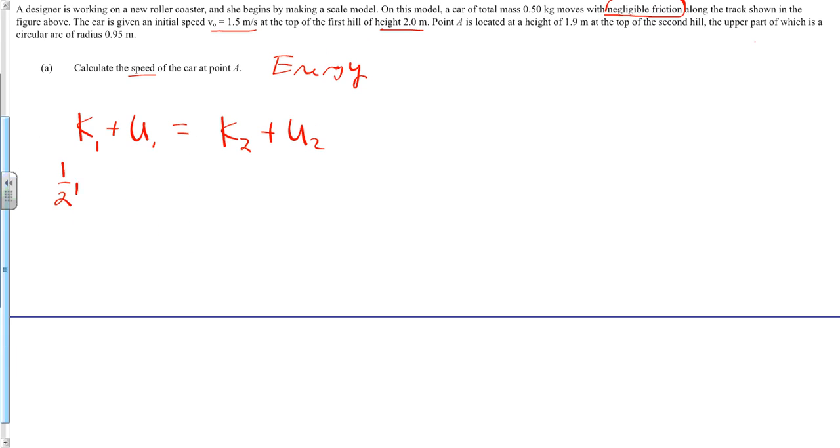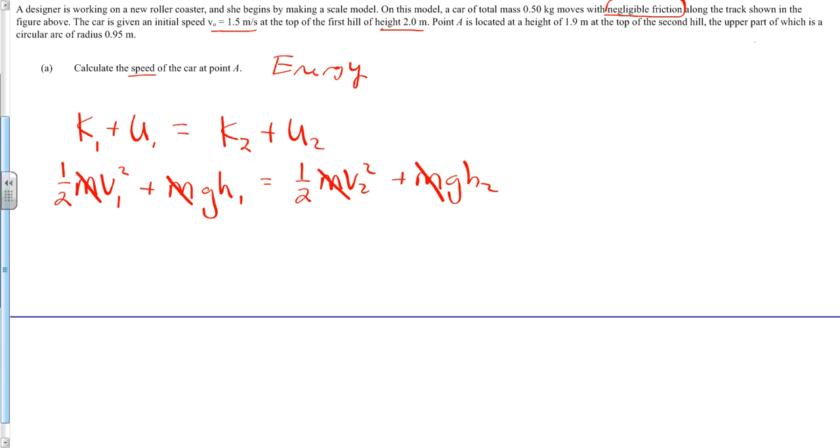Kinetic is 1/2 mass times velocity at the beginning squared, plus mass times g times height at the beginning, equals 1/2 mass times velocity at the second point squared, plus mgh at the second point. Everybody's got a mass, so we can divide it out. We're solving for the velocity at point A, so we want to isolate it, get it all by itself.